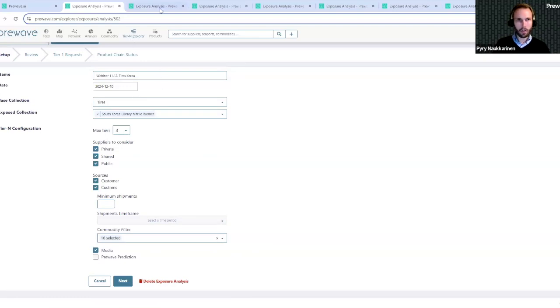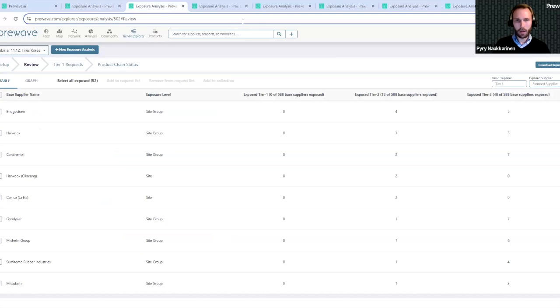Once the analysis has been configured, we land on a page where you can see an overview of your tier 1 suppliers and which of them have connections to these risky companies, sorted so that the one with the most connections on the closest tier is at the top of the table. Here we can see that Bridgestone is on top. Looking from your perspective, on tier 2 their tier 1 has connections to 4 of these companies in the other collection, and on tier 3, 5.